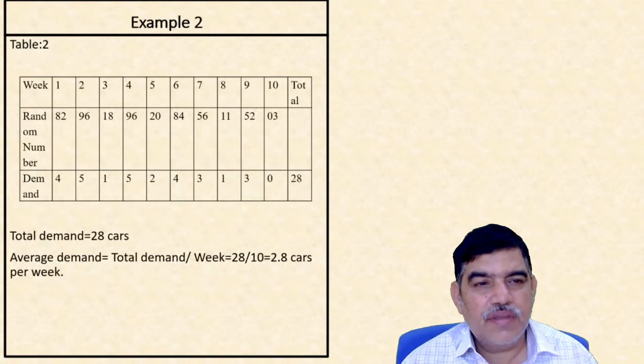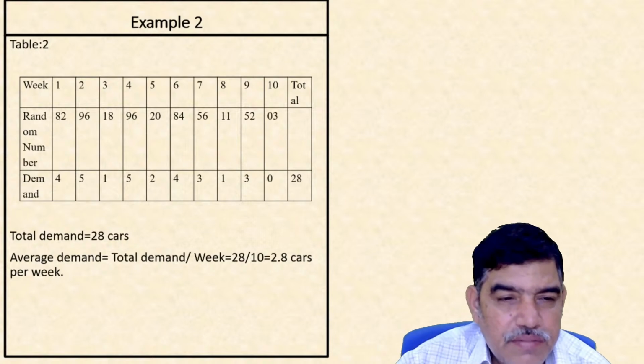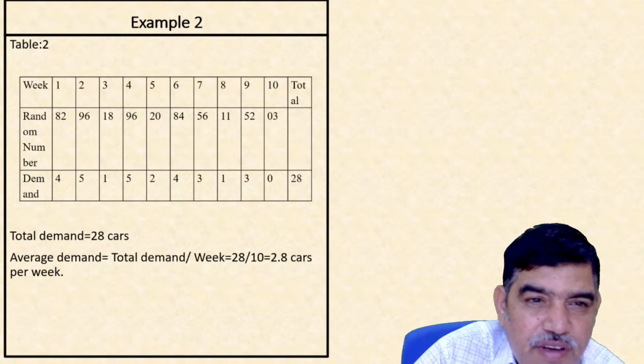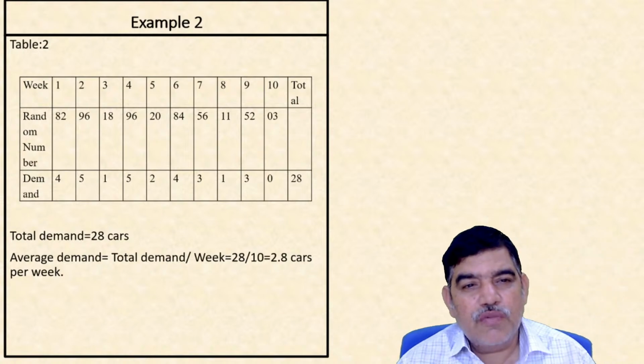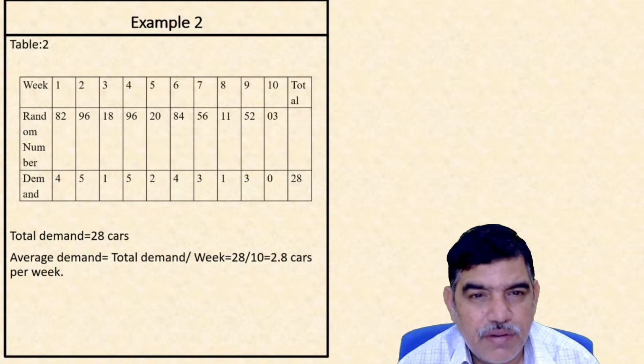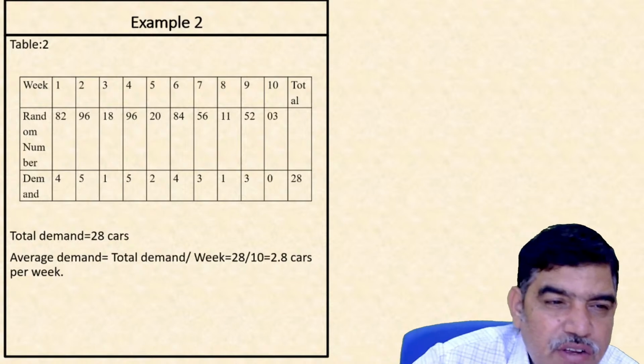Then the demand we have to calculate. For 18, that is 1. For 96, that is 5. For 20, that is 2. For 84, that is 4. For 56, that is 3. For 11, that is 1. In this way, you have to calculate and find the total demand.